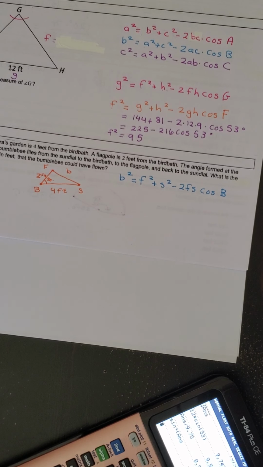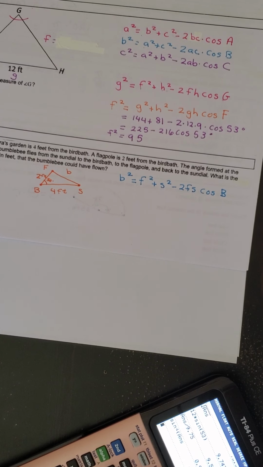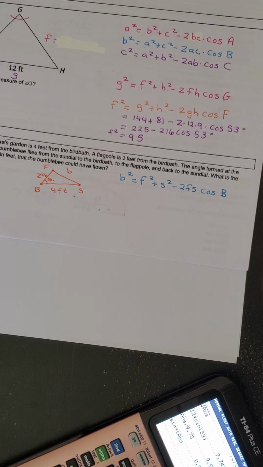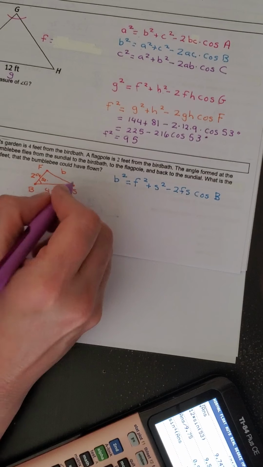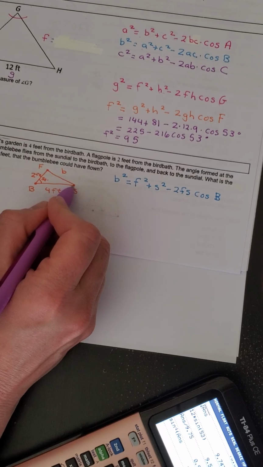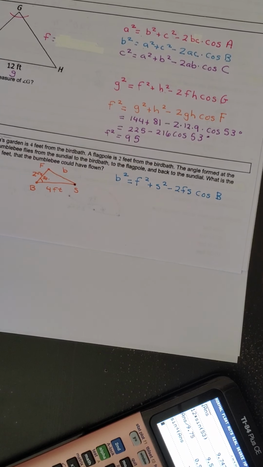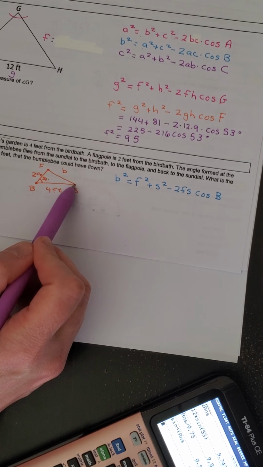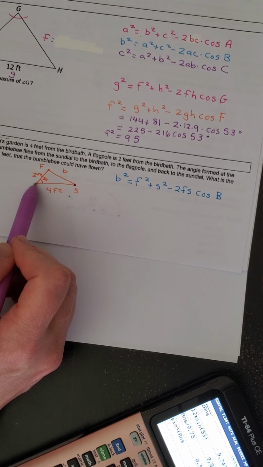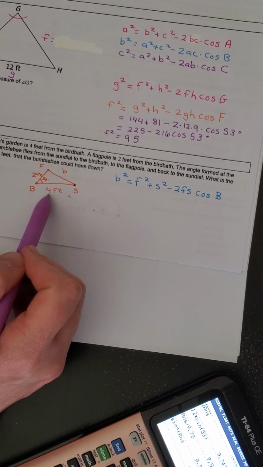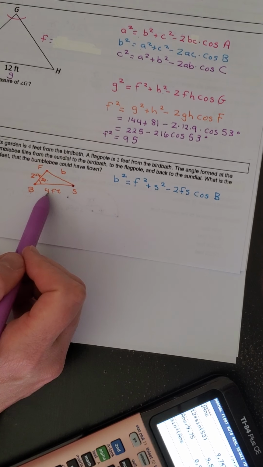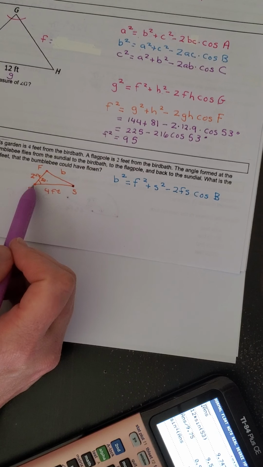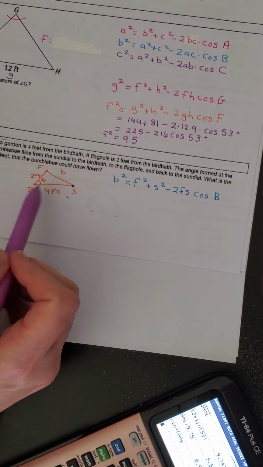It says Myra has a garden and the sundial, so I marked that point S for sundial. The sundial is 4 feet from the birdbath B. So I put 4 feet right there. The flagpole is 2 feet from the birdbath.